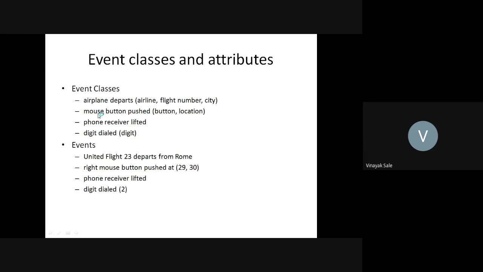In the case of mouse button pushed, this is the event class. Its attributes are button and location. So what is the event? The right mouse button is pushed at 2030. That is the location number.